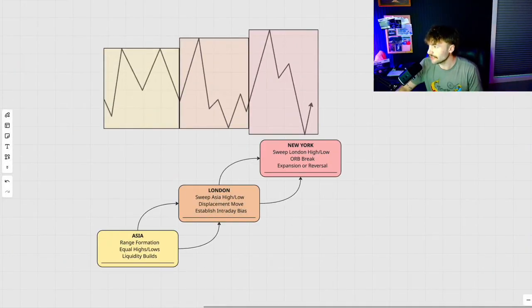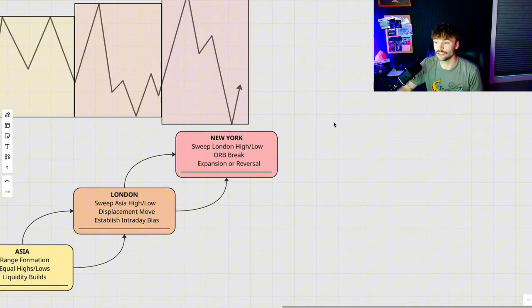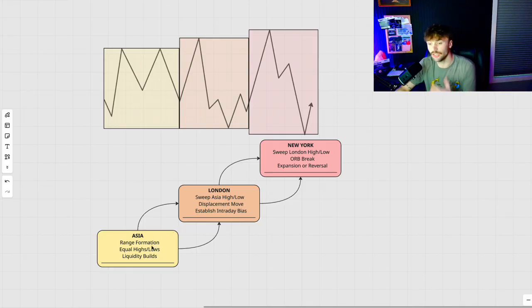So jumping over here, taking a look at things like sweeping these highs, okay? So for Asia session, we are normally seeing a lot of consolidation. Then in London session, we are setting up for New York.